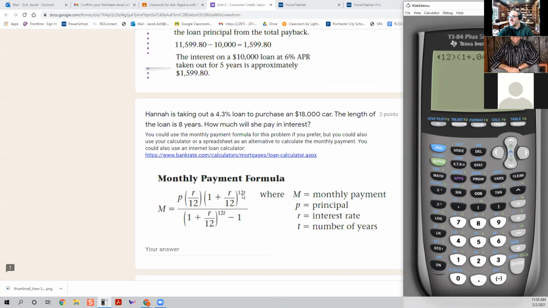What's 12 times t in this case? Well, fortunately, the calculator will figure that out for me. If I press the caret button, notice how it goes up here. Caret brings me up to the exponent. I can just do 12 times t. T is 8, it's 8 years. So I can just do 12 times 8. And then I can press enter at this point, and it will solve for the top.